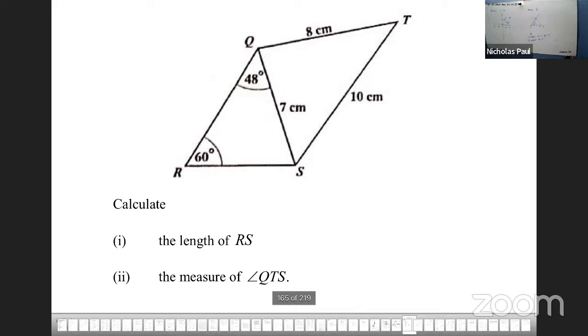And part two is which rule? Cosine rule, right? You have more lengths than angles.